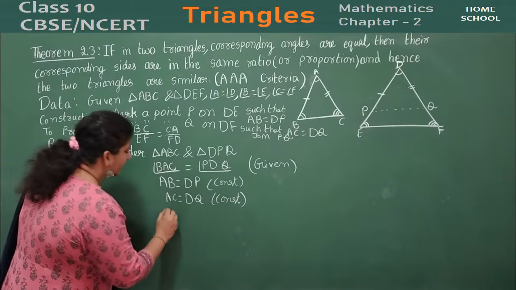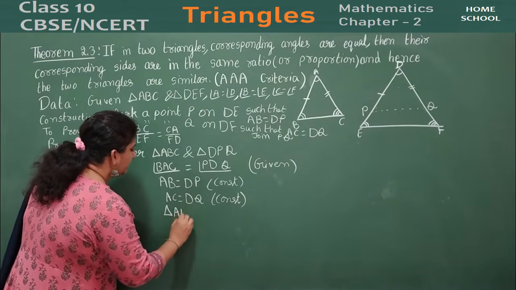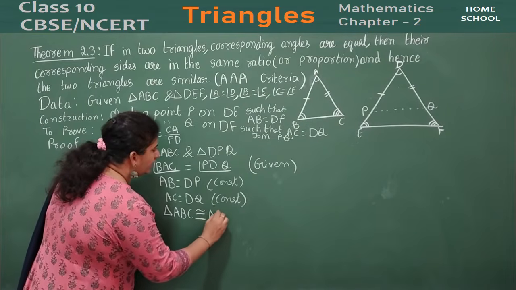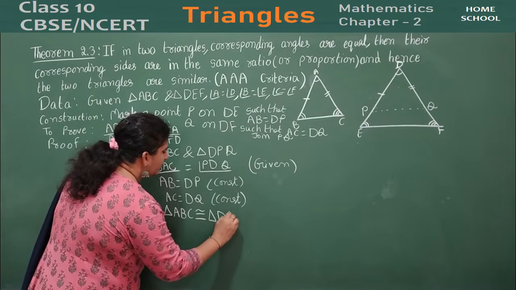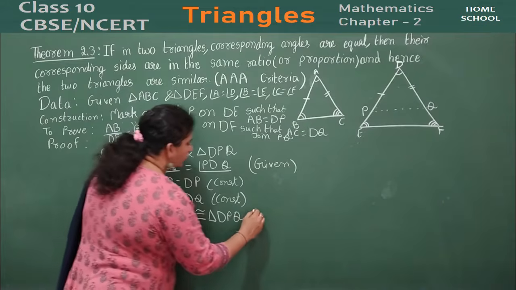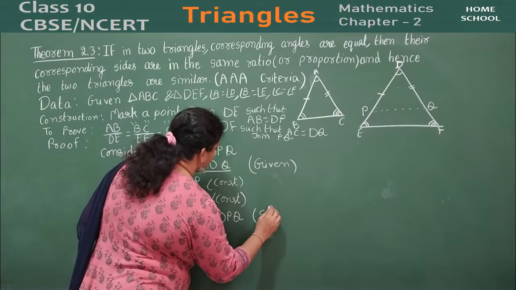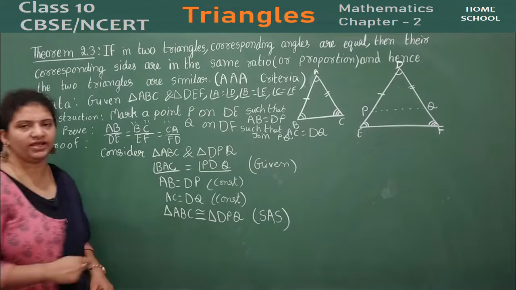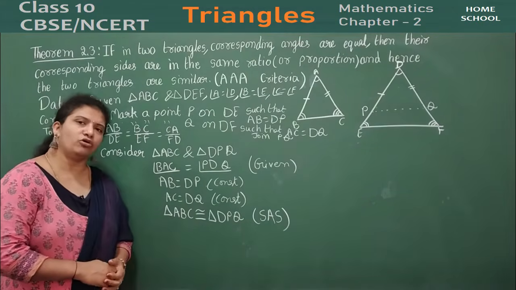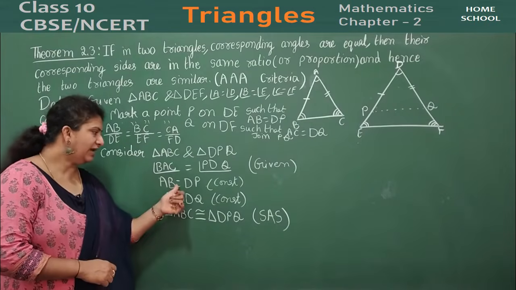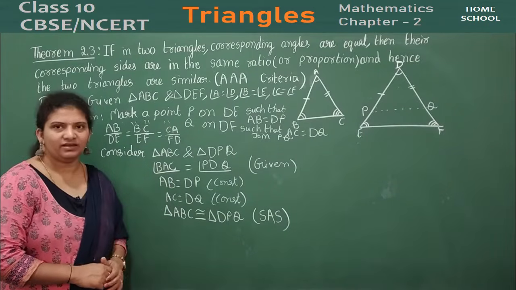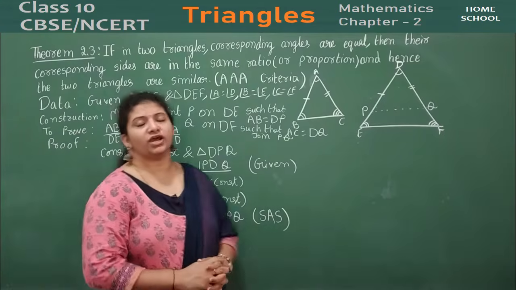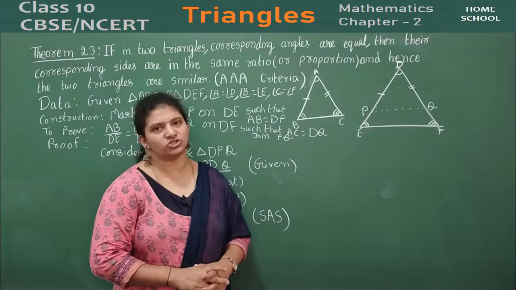So now what can I say here? Triangle ABC is congruent to triangle DPQ. Do you know the congruency symbol? That will be SAS postulate. How did we prove they are congruent? Due to side, angle, side. By SAS postulate.